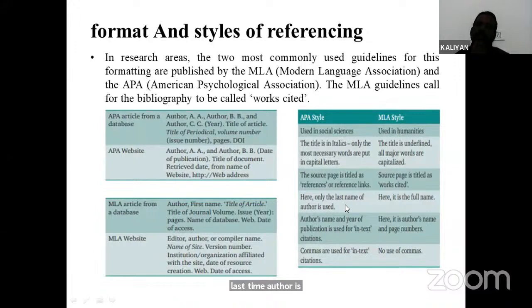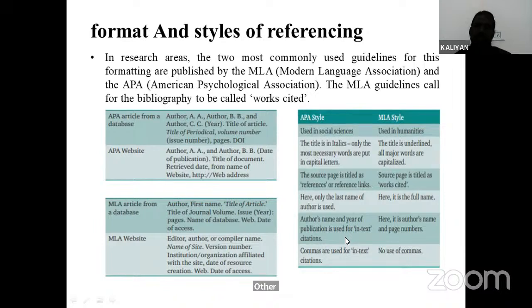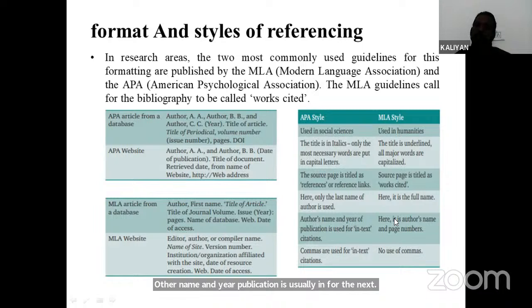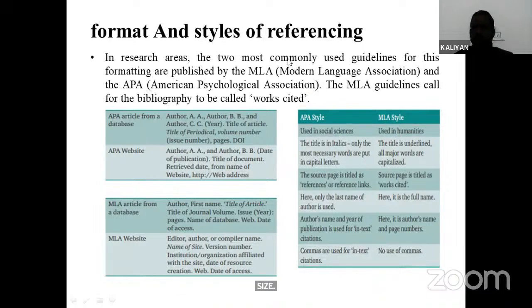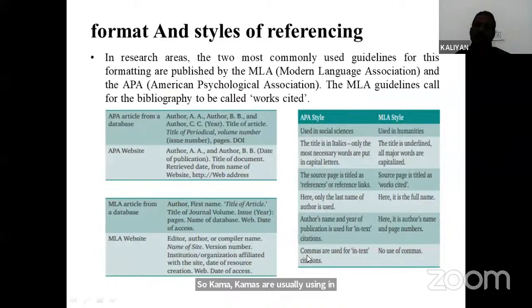In MLA we use the full name of the author, while in APA we use only the last name of the author. For in-text citation, author name and year of publication are usually given in APA, while in MLA the author name and page number are added. Commas are used in the text in APA, while in MLA style there is no comma. So these are the format and style of reference. There are some other formats and styles used in references; you can go through other materials. These are the major points from the examination perspective.